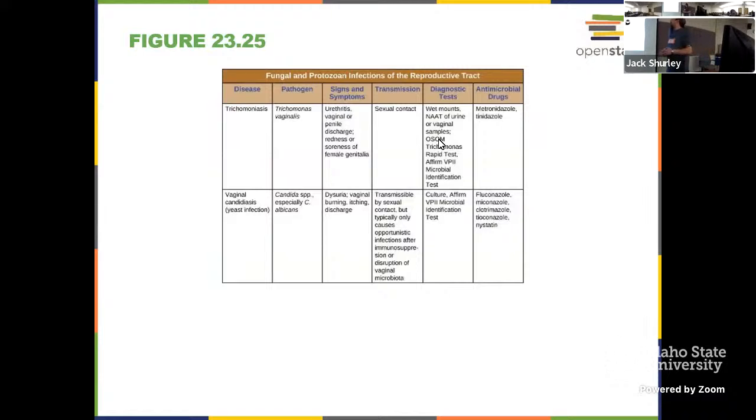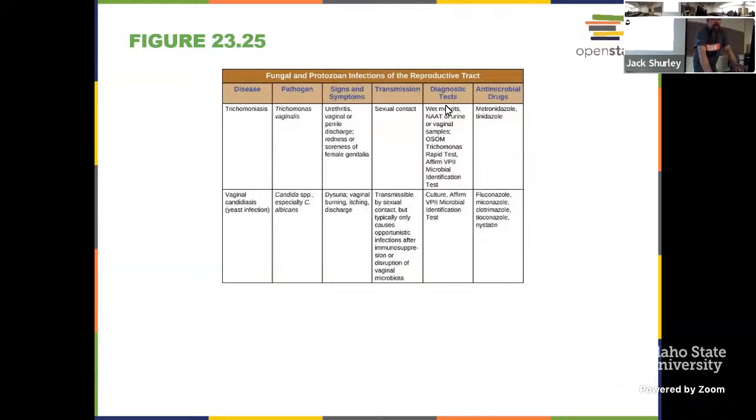It is something that is very easy to spread. So trichomoniasis is the Trichomonas vaginalis. Signs and symptoms: urethritis, vaginal and penile discharge, typically vaginal, redness, soreness of the female genitalia. Typically, they are the ones that recognize something's up. All right. Transmission, almost always we would say direct sexual contact. But again, that stinking washcloth.